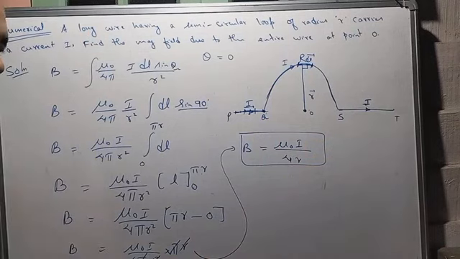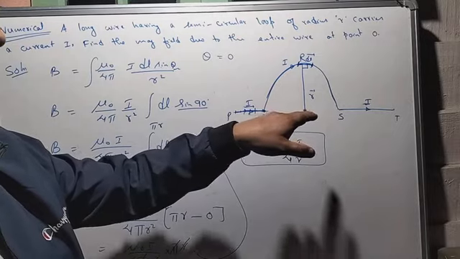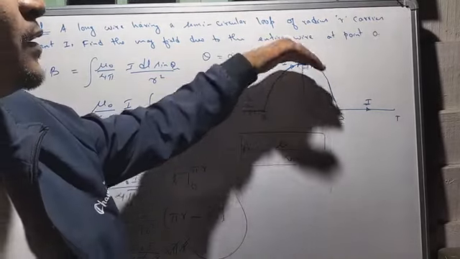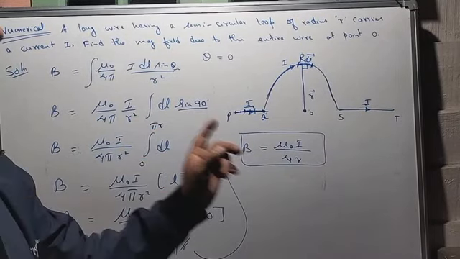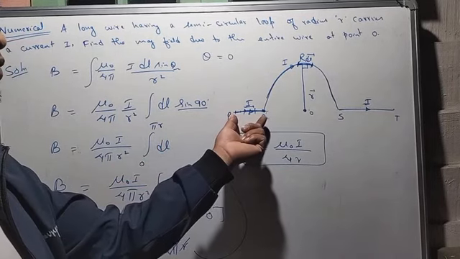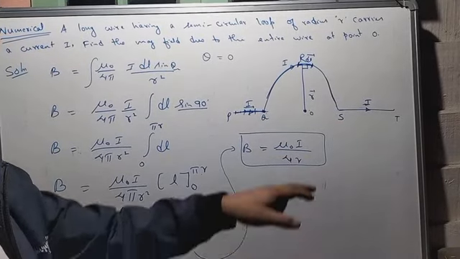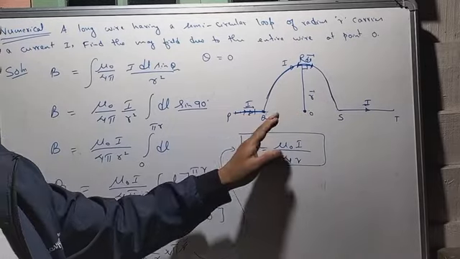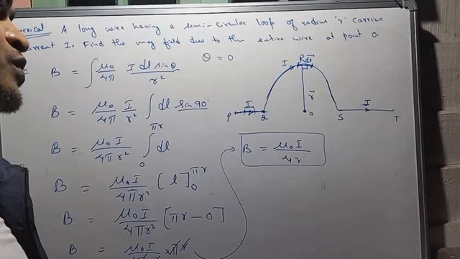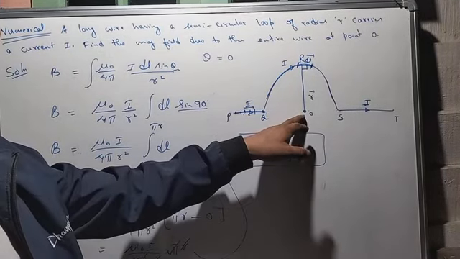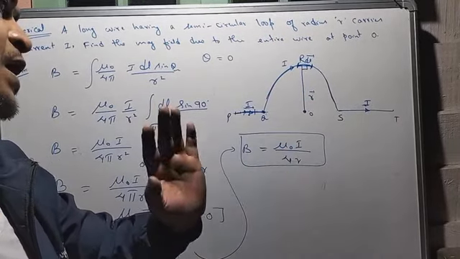Okay, so this is the required expression for the magnetic field at the point O due to the entire wire of the conductor. Please remember here that the two linear conductors, PQ and ST, will not contribute any magnetic field at point O. The only contribution is due to the semicircular loop. So the magnetic field at the point O due to this semicircular loop is equal to mu naught I upon 4r.